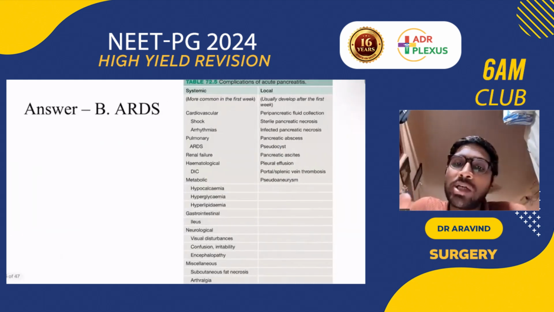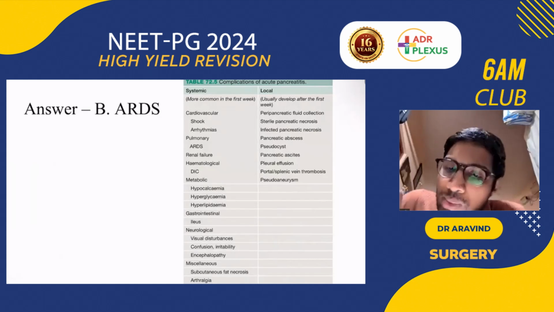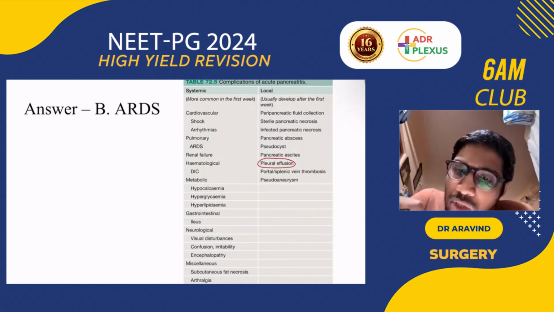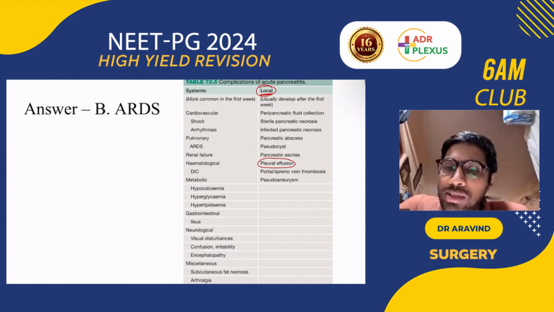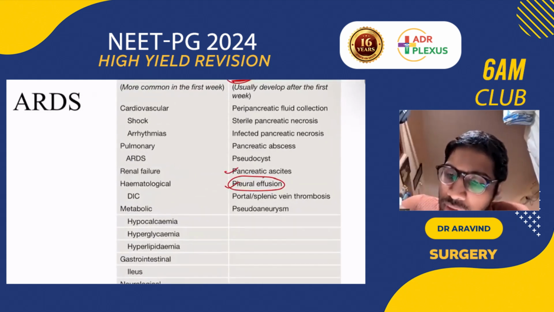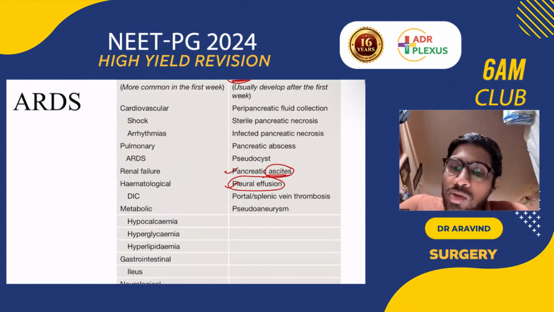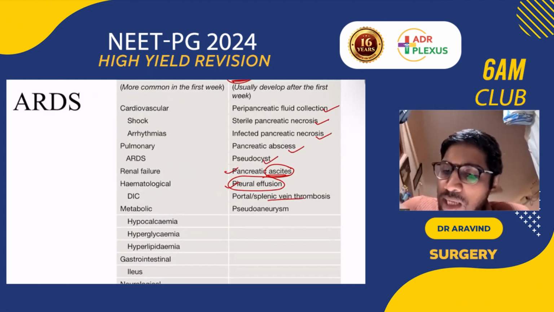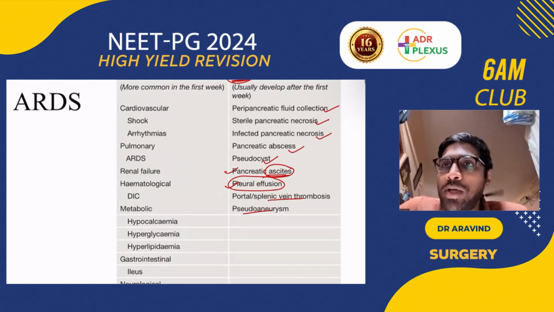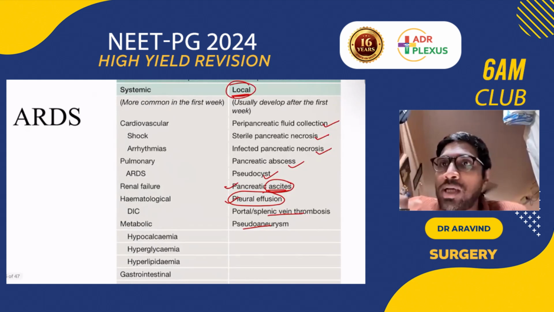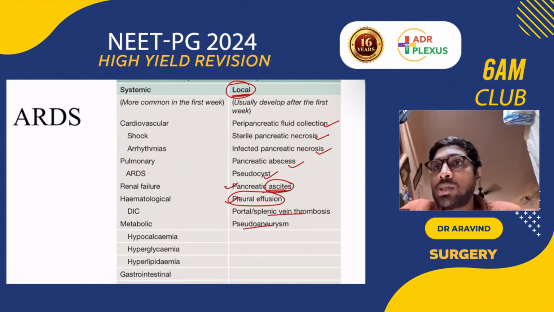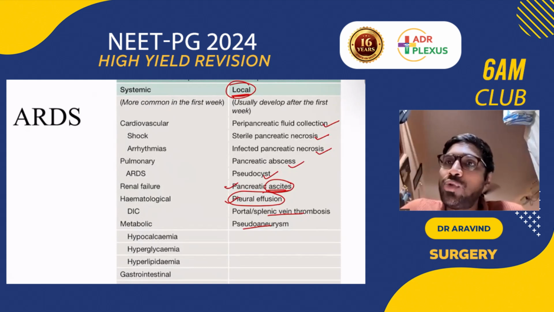So what are the complications of acute pancreatitis? Only one thing you have to remember here: pleural effusion will come under local complications. In acute pancreatitis, pleural effusion and ascites all come under local complications. Peripancreatic fluid collection, necrosis, infected necrosis, pancreatic abscess, pseudocyst, splenic vein thrombosis, and splenic artery aneurysms are all local complications. Only where you will make a mistake is pleural effusion and ascites, which you will think of as systemic, but they are local complications only, because the pancreatitis secretes fluid and this fluid gets sequestered. So it is a local complication of the pancreas.